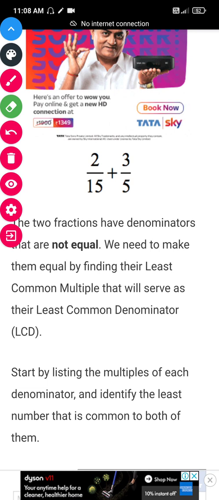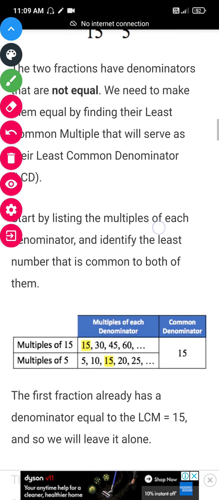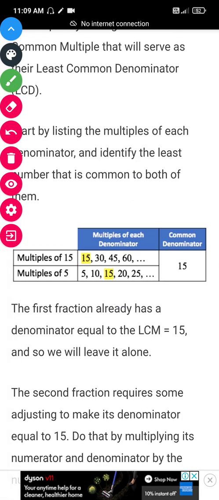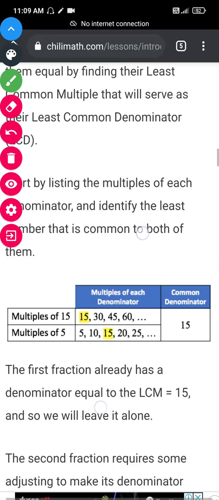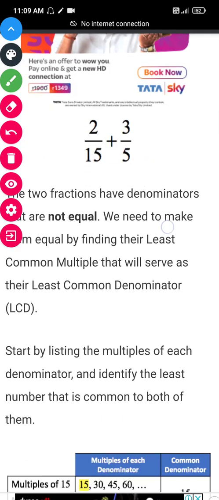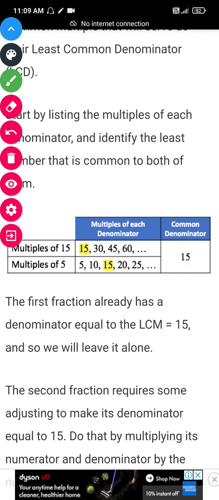That is LCM or LCD. We need to find the LCM. How are we going to find the LCM? We are going to find it by taking the multiples of 15 and the multiples of 5. See, LCM means the first multiple which comes in both tables. The first denominator was 15, the second denominator is 5. We need to find their LCM. So when we find the LCM, we get LCM as 15.